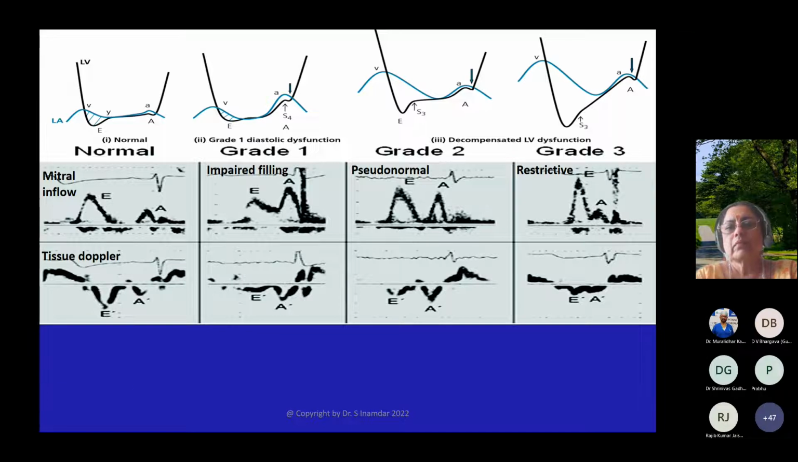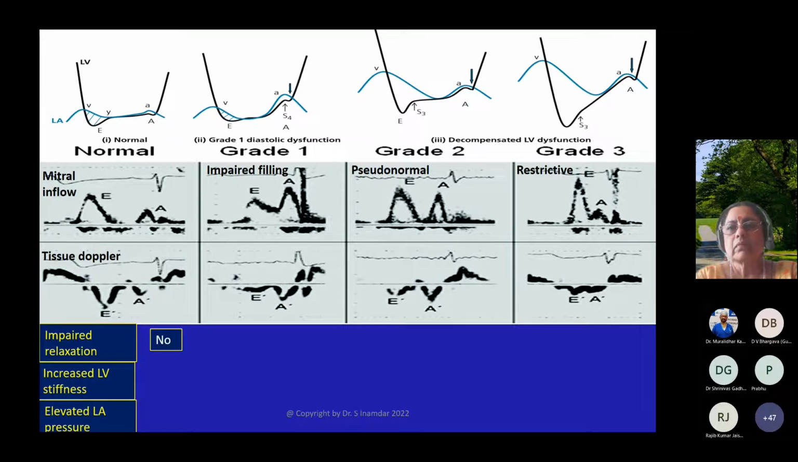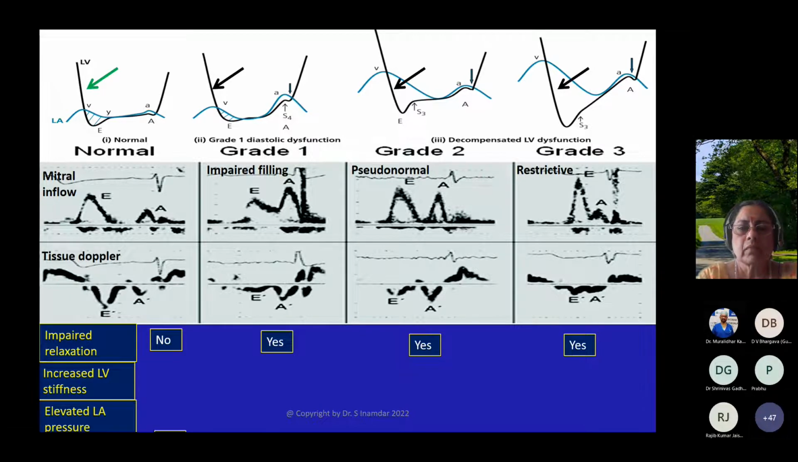So let me walk you through all these different grades. You all know this, but I just wanted to revisit it because it is an important topic and it is very commonly seen. We'll study this in terms of impaired relaxation. Normally there is no impaired relaxation, and in all these three grades, yes, there is impaired relaxation, which is shown by the green arrow in normal and now the black arrow showing impaired relaxation.